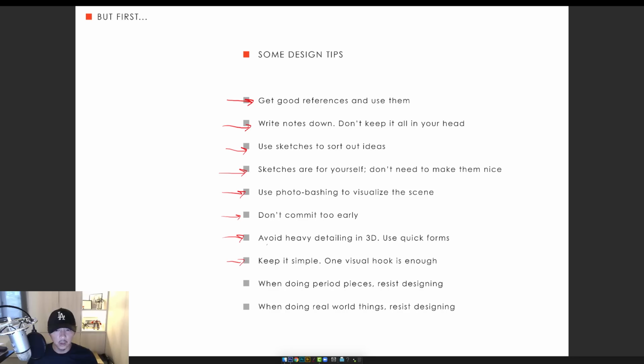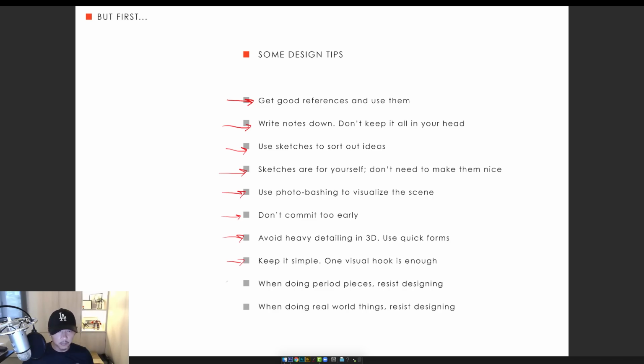Keep it simple. Okay, one visual hook is enough. Remember the tower example I showed? The Eiffel Tower just does radio. The military tower just does guarding, right? The fire watchtower just watches out for fire with big glass. Don't try to cram too much stuff into your designs. Just do one thing, one visual hook.